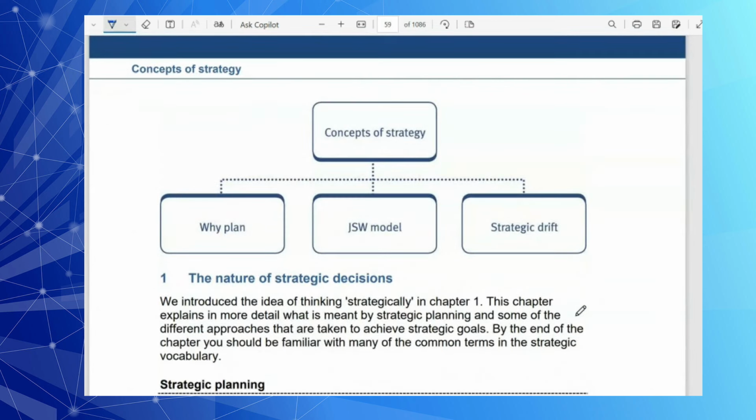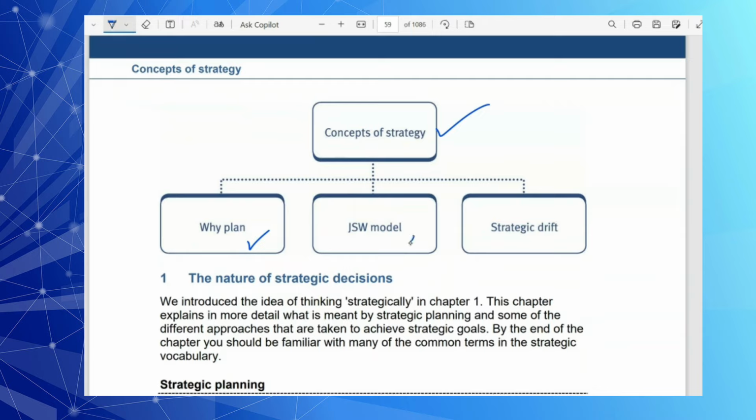Why plan? First we have the concept of strategy. Now they are giving you the brainstorming. Why plan? If you don't have a plan, nothing is going to happen. If you don't have a plan to achieve or improve yourself, you cannot achieve it. The GSW model, we will go through this one.